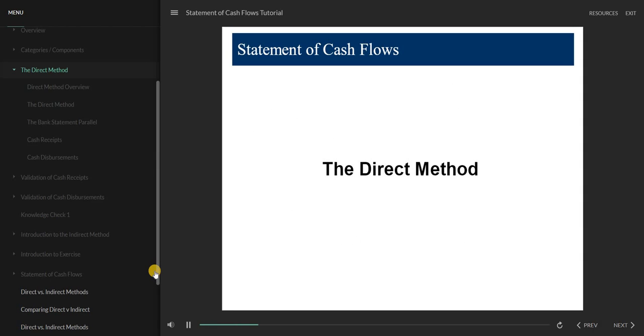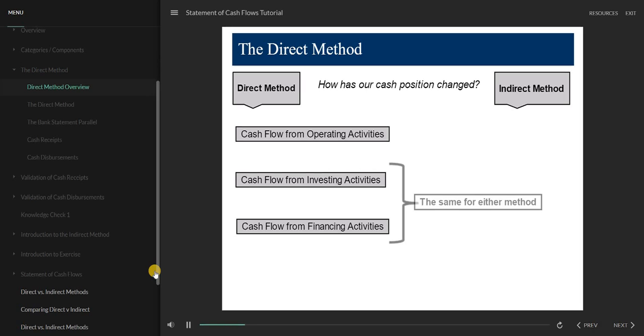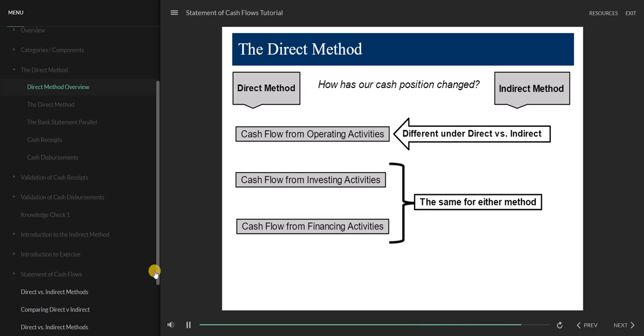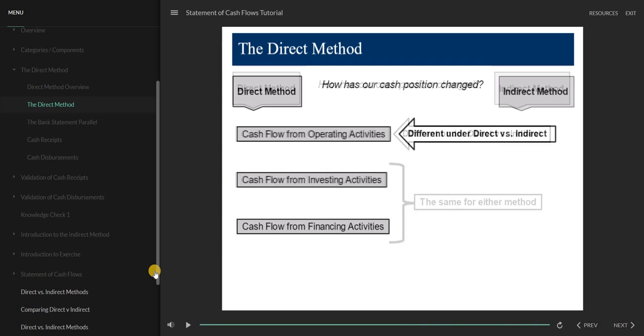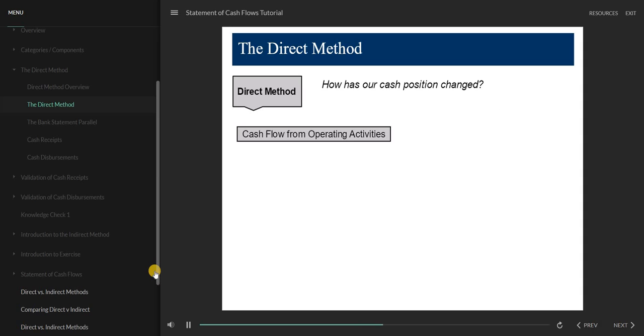Since it is often considered to be the easier method to initially grasp, let's briefly go over how the direct method works. First, remember that the cash flow from investing activities and the cash flow from financing activities is handled the same using either the indirect method or the direct method. Cash flow from operating activities, however, is handled very differently.